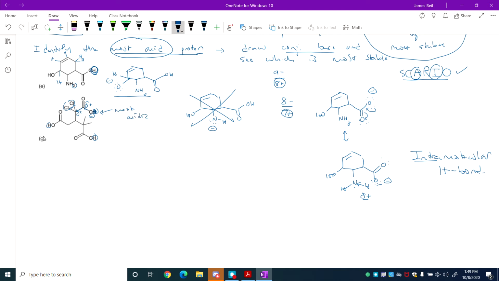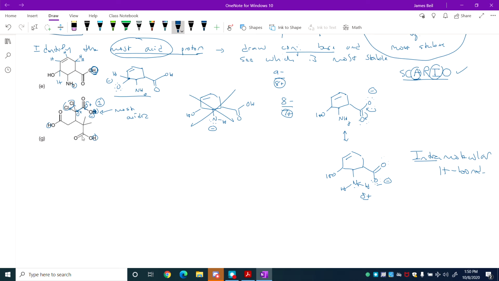What about the other 2? What if we had to rank them? So this would be the most acidic. Which would be the second most acidic? Well, these 2 are very similar, not going to be a big difference.